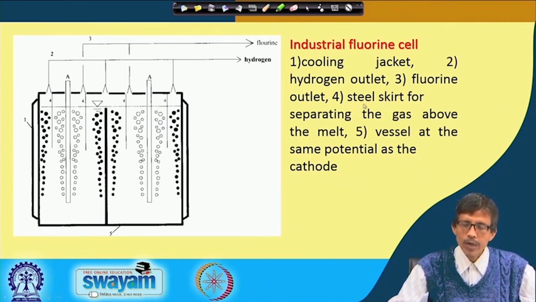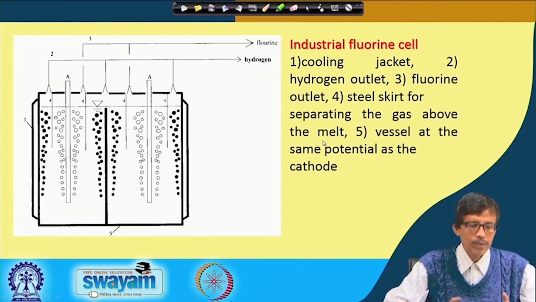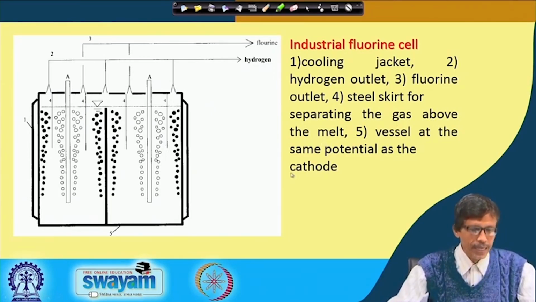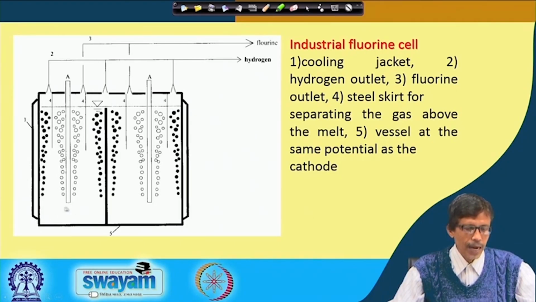Then number 3 is the fluorine outlet, and number 4 is the steel skirts. All these lines, number 4 lines, are steel skirts for separating the gas above the melt. So, the 2 bubbles, basically the hollow and the solid bubbles, one is for the cathode and another for the anode. These come from the bottom of the melt, and through the side of these electrodes. These are connected to the body of this electrolysis cell. So, you have the 3 black ones and 2 lighter ones, the anodes.